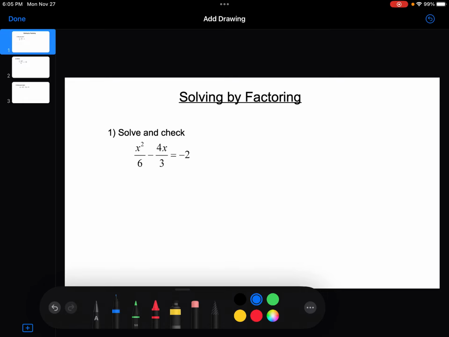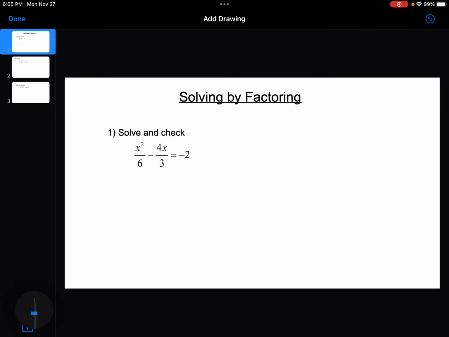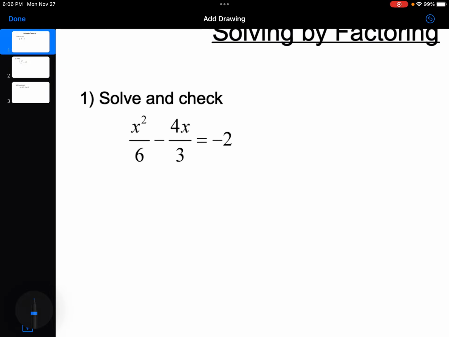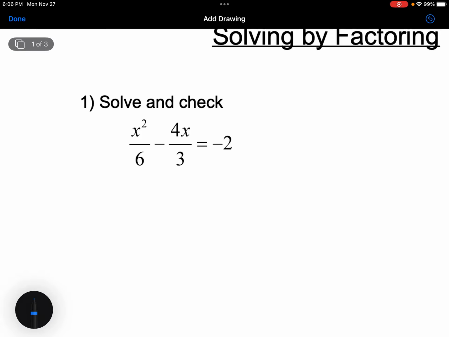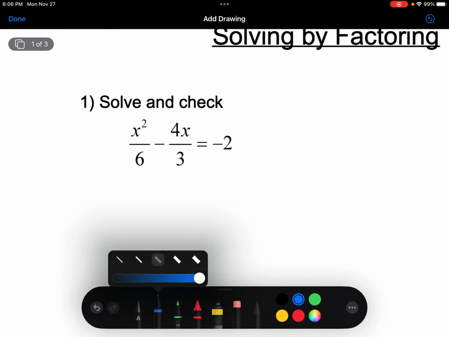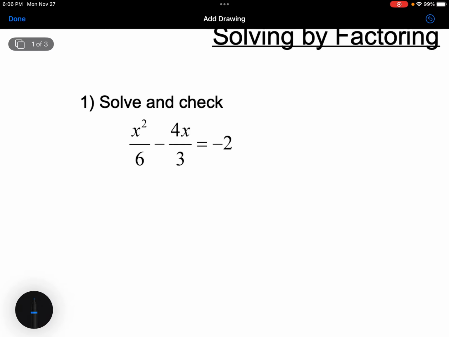So today we're going to continue solving by factoring. What we're looking at here is when we have equations that aren't just straight quadratic equations. So here we have fractions. All we have to do is simplify this. We can either multiply everything by 6 and then everything by 3. But in this case, if we multiply everything by 6, it's going to clear all of the fractions.